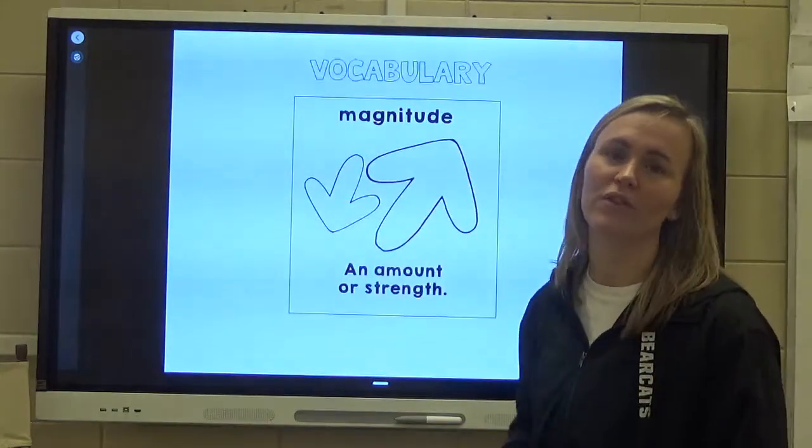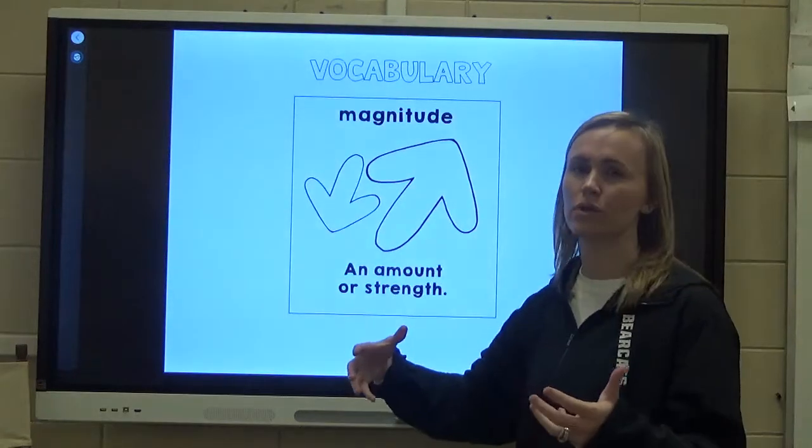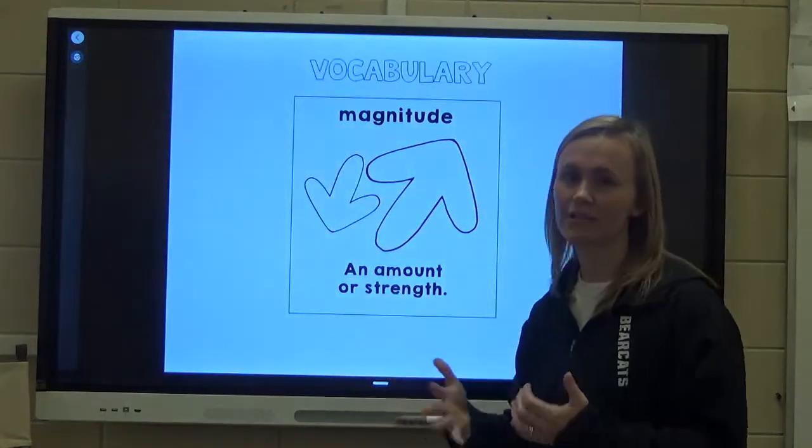Vocabulary that will be important for this section on forces is magnitude. Magnitude is an amount, or how much strength is being applied to something.